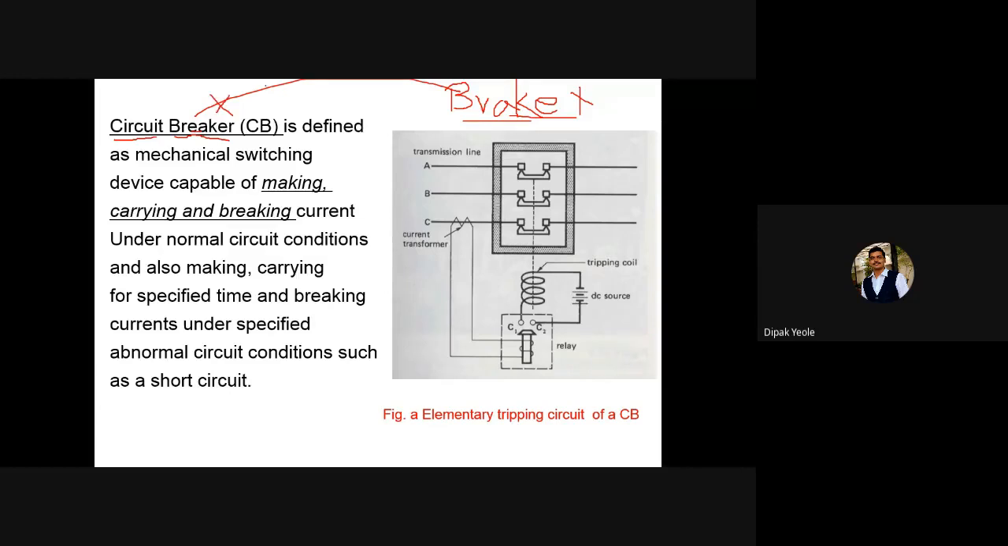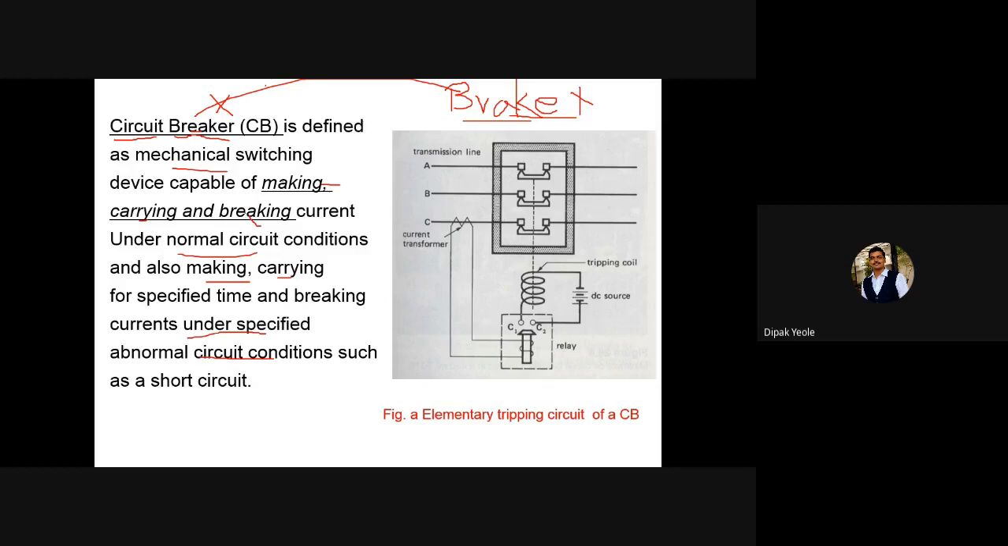That is called the breaker, and it is defined as a mechanical switching device capable of making, carrying, and breaking the current. It should make the current, it should carry the current, and it should break the current. Under normal conditions, it should make and carry, but under abnormal conditions, it should break, make, and carry. So this is the difference.